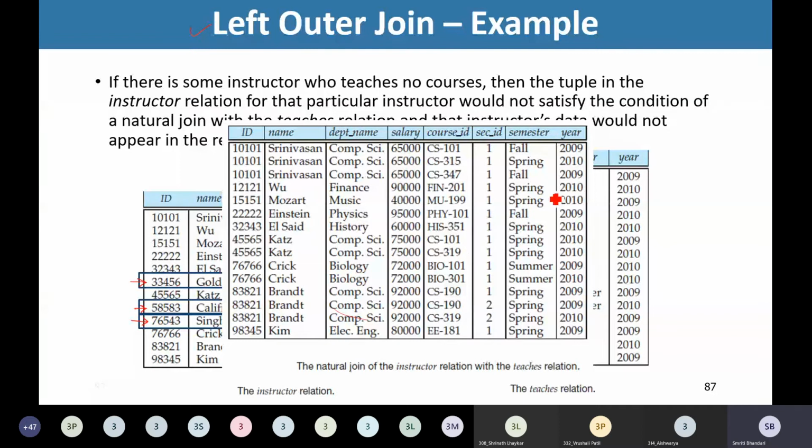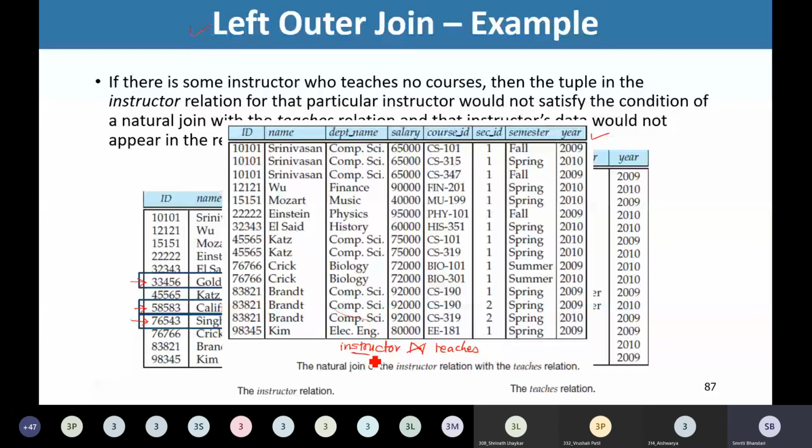So what will happen if we use left outer join? As the name indicates, left outer join. So the meaning is, first this natural join output is computed, and next, as this is left outer join, we look at which is the table towards the left in the join of instructor and teachers. Correct? So which is the table towards left? It is instructor. So first it will compute this natural join, instructor natural join teaches.